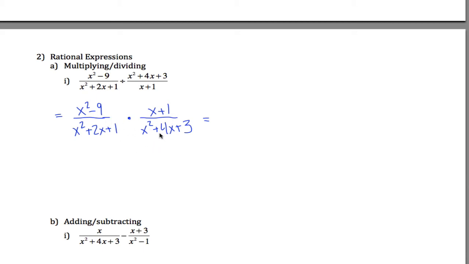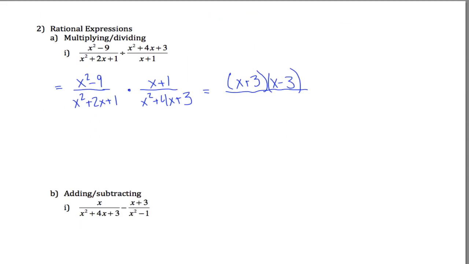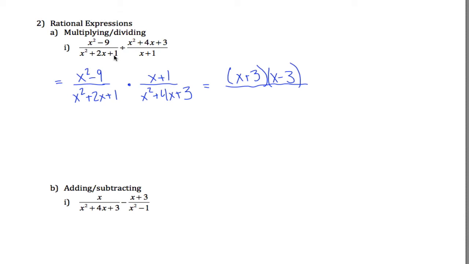It's hard to tell what you can cancel right now, but if you factor each of these 4 things, you'll be able to see what you can cancel. X squared minus 9 is a difference of squares. It factors to x plus 3 times x minus 3. X squared plus 2x plus 1, if I treat that like I did this problem, I need 2 numbers that multiply to 1 and add to 2. Those 2 numbers are 1 and 1, so it factors to x plus 1 times x plus 1. Nothing I can do with this x plus 1 up here, I'll leave it alone. X squared plus 4x plus 3 factors to x plus 3 times x plus 1.